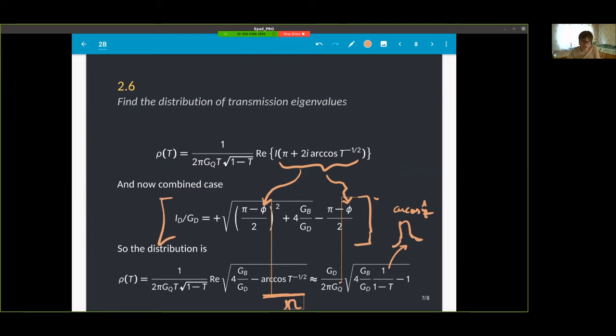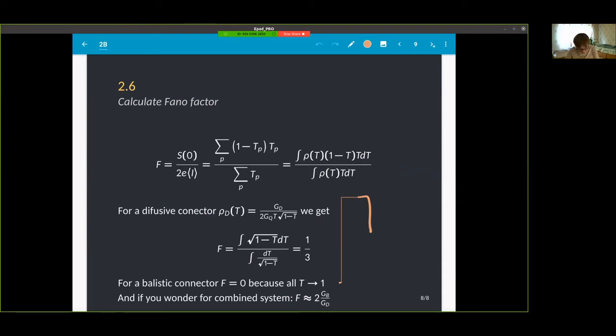And now we are positioned to evaluate the Fano factor. Again, we can consider the Fano factor for a diffusive connector. To do so, in the previous problem solving session we obtained the formula for the Fano factor as a function of transmission eigenvalues. Now we have a transmission distribution, so we need to change the sum to an integral and introduce this distribution function, and that's basically it. And we know the distribution function for the diffusive connector. One substitutes it and gets that the Fano factor for the diffusive connector is 1/3. And for a ballistic connector, the Fano factor is 0 because all t's are 1.